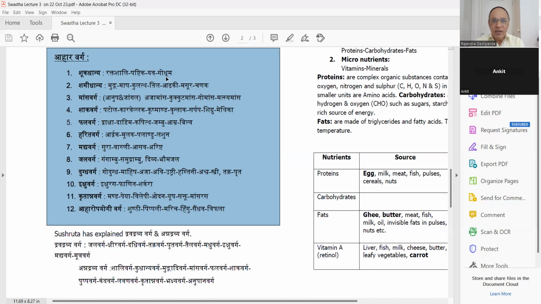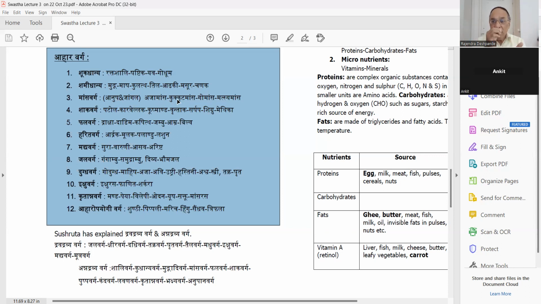Shashtika, Yava, and Godhuma. Godhuma is wheat. Gahu ani Tandul, in Marathi. Shamidhanya, all the pulses: green gram, Mugachi dal, Mudga, Masha, black gram, Kulat, horse gram, Teal, Adhaki, Masur, Chanaka. Mansa Varga, both: Anupa means where rain is heavy, and Jangal where rain is very less. Aja Mansa, Kukkutam. These are categorized in that group.